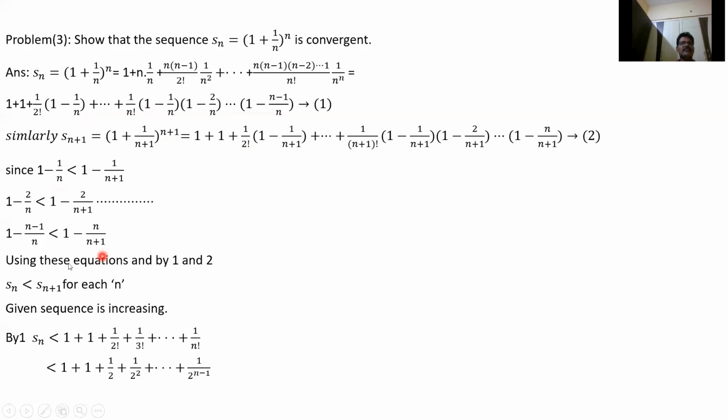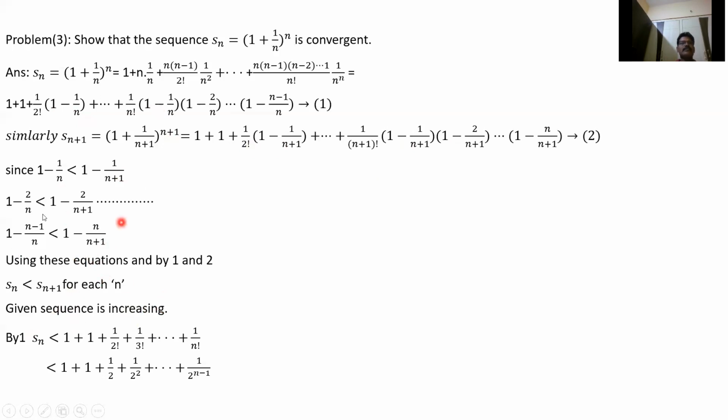That's why Sn is less than Sn plus 1. So the given sequence is increasing, therefore, since it is increasing, it is automatically bounded below. It is enough to show it is bounded above.